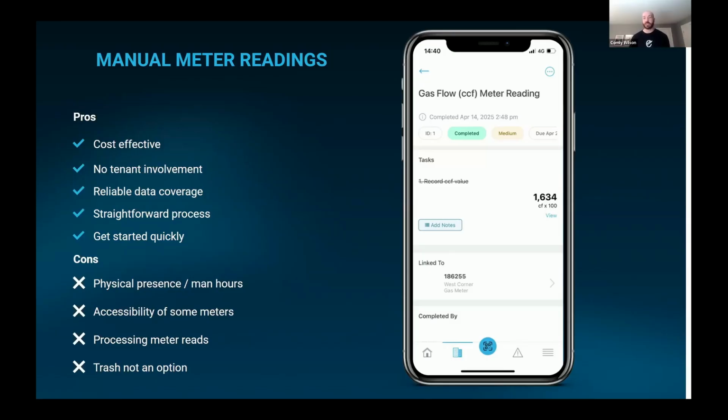Here at Enertiv, we actually have started using AI to make it so that somebody could just take a picture of the meters and the AI will do the work of processing on the back end. Obviously with some automated QA checks and some human in the loop quality assurance, but something to consider if you're tackling this approach. And then obviously there's no meter for trash. So trash, not an option for manual meter reads.